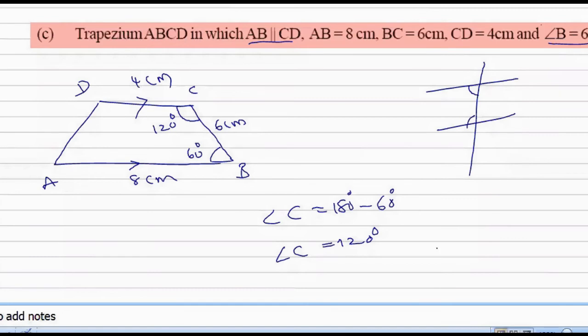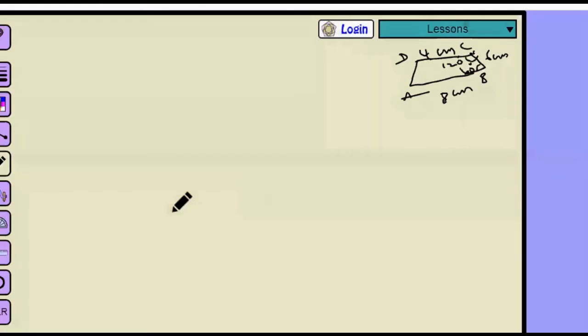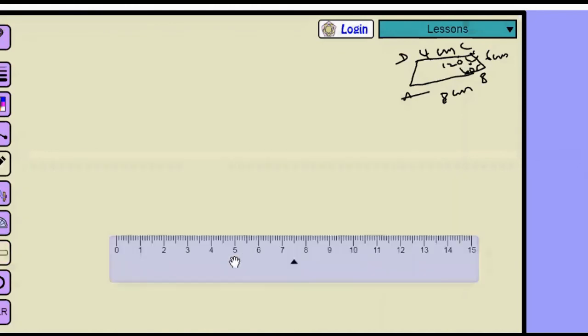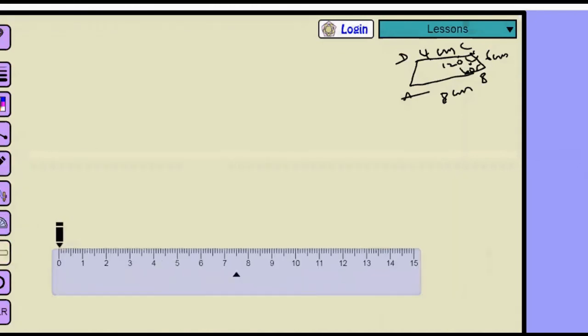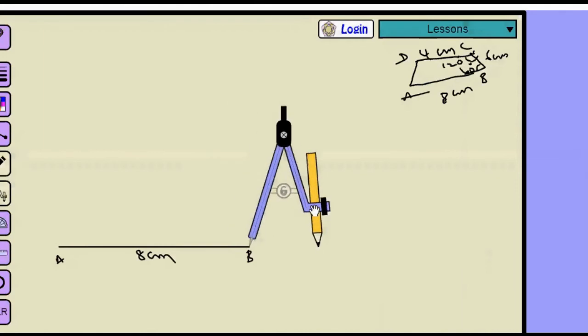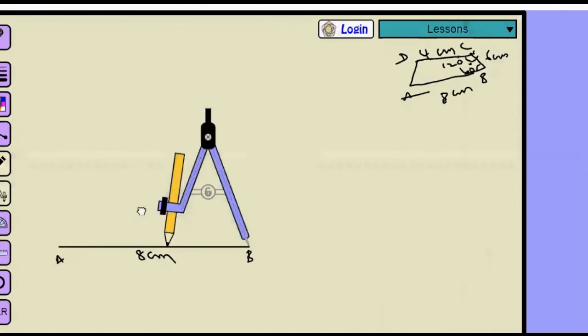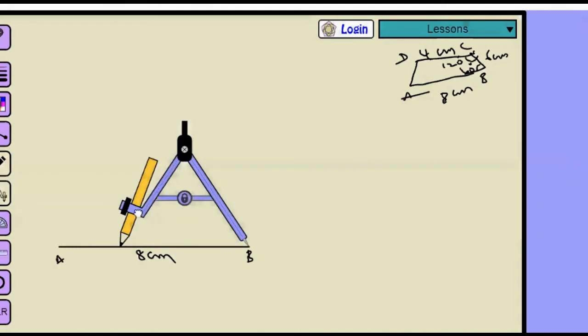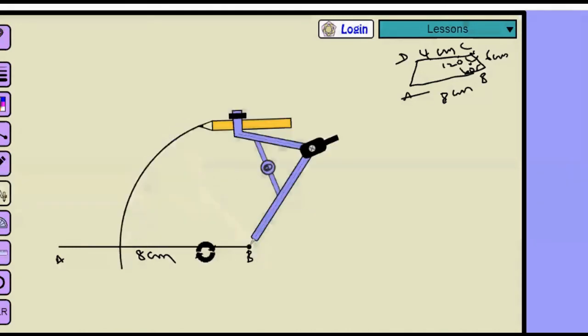Let's go to the construction part of this trapezium ABCD. So next step, we are going to draw a line segment AB of length 8 centimeters. So we are taking 8 centimeters and label with the measurement, that is A and B 8 centimeters. Now here we are going to construct the angle B 60 degrees. So further you should take the compass with center B, take the compass more than half of the length of AB. Now with B as center, draw an arc here.